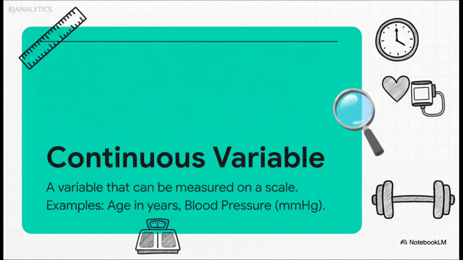And on the flip side of that, we have the continuous variable. This isn't a simple category. This is something you can measure on a sliding scale. Things like a person's age, their exact weight, or their blood pressure reading. It can be a whole range of numbers.